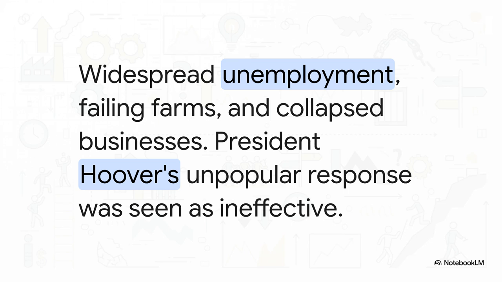Businesses went bankrupt, farmers lost their land, and by 1933, a quarter of all American workers were unemployed. The president at the time, Herbert Hoover, believed in something called rugged individualism, the idea that people should help themselves and the government shouldn't get too involved. Well, his response was seen as way too little, way too late, which made him incredibly unpopular and basically paved the way for a political earthquake.